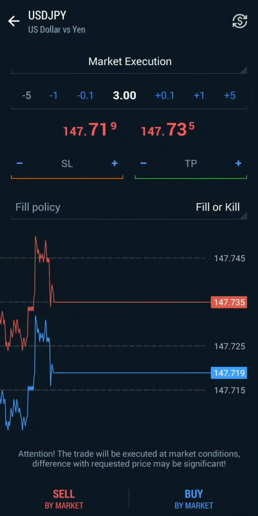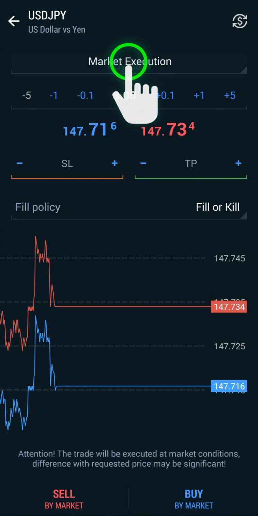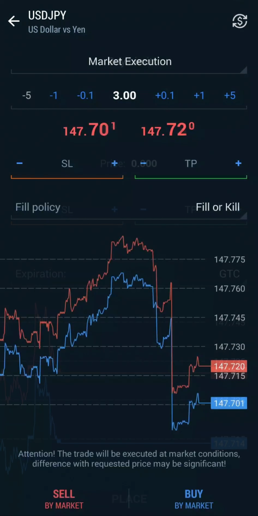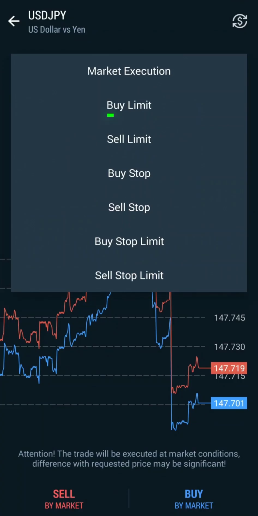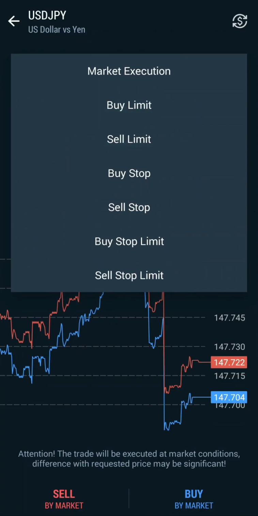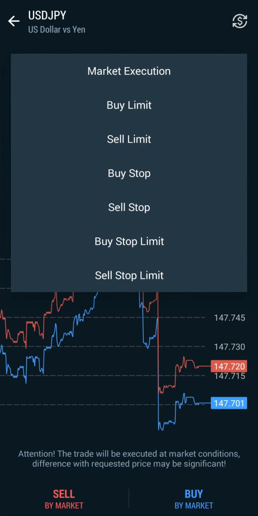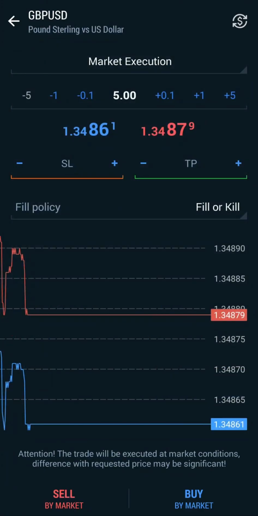To set a pending order, switch from Market Execution to Pending Order in the Order Type drop-down. You can choose from options like Buy Limit, Sell Limit, Buy Stop, or Sell Stop, depending on how you want to enter the market. For those of you who aren't familiar with pending orders, here's what those different orders mean in practice.